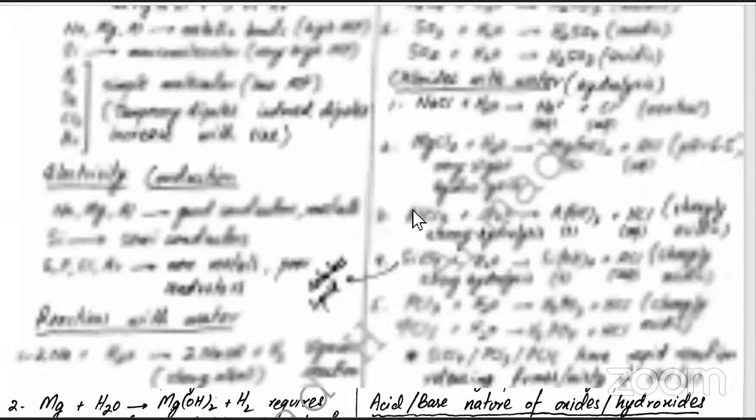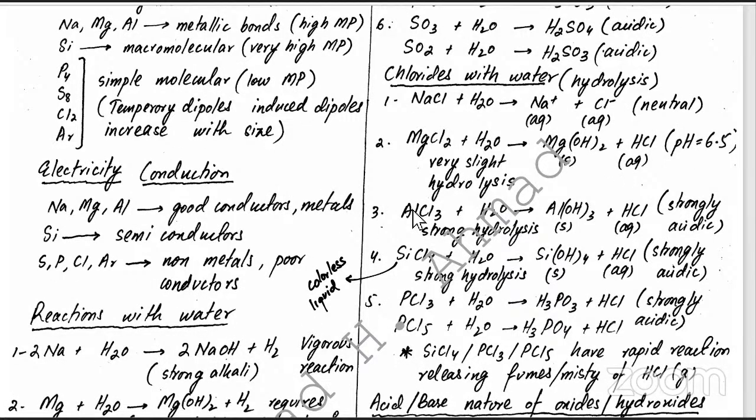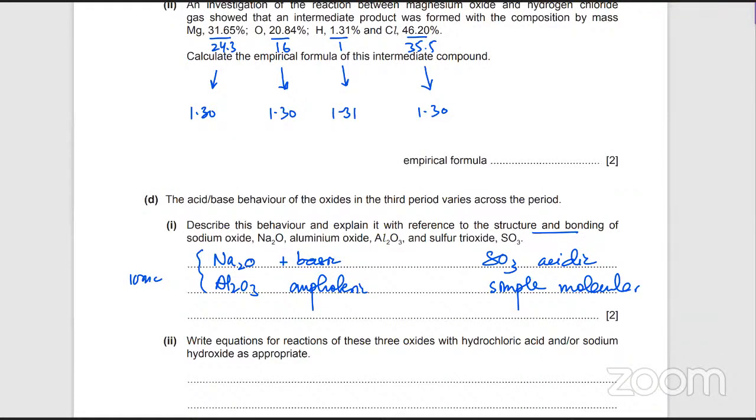Sir, when we're writing these answers, should we write them in points? No, points are perfectly fine. If they are clearly points, they are preferred. Okay, but one point will be that SO3 is acidic and it is a simple, sorry, covalent. Don't just write covalent, because it asked for bonding and structure, right? So write a proper sentence: SO3 is acidic and it is covalent and it's got a simple molecular structure. Okay, that becomes one point.